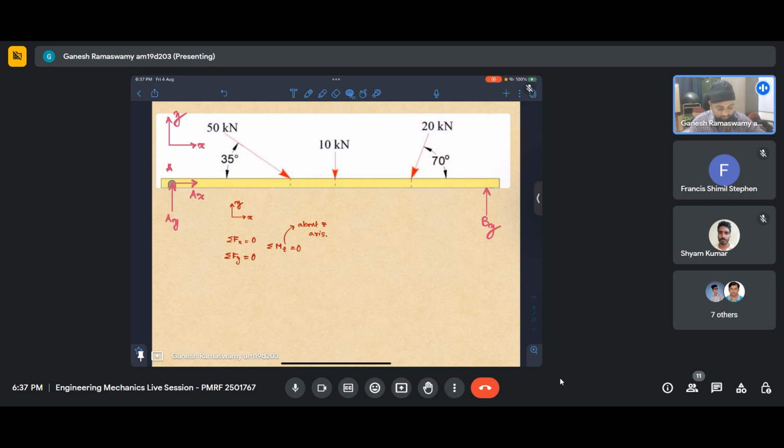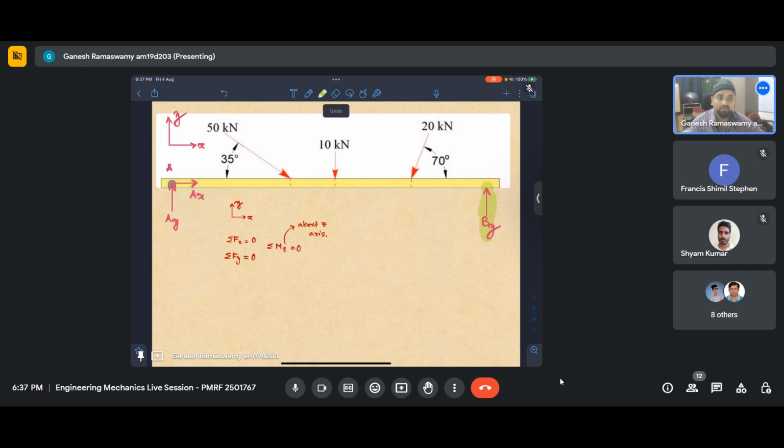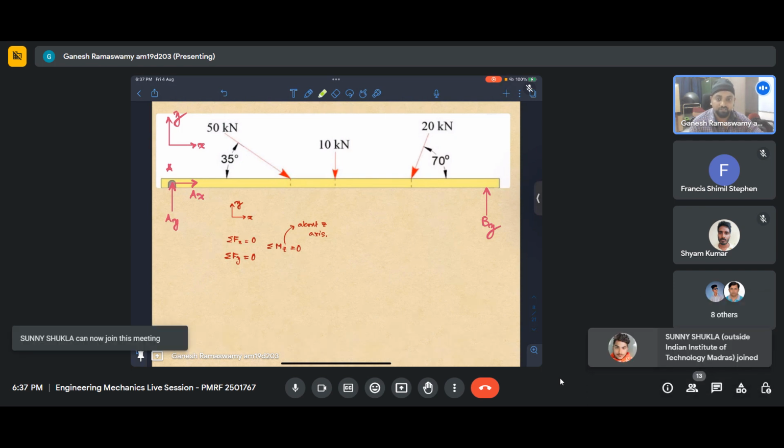Another thing to notice: all the forces, if you notice, BY is pointing in the positive Y direction. AX is pointing in the positive X direction. Will it always be like that? It is not necessary that it is always in the positive direction. It can be in the negative direction also. But when we draw the free body diagram, as a convention, we will take it to be positive. We will start with the assumption that it is positive. If our answer comes out to be a negative value, that implies that whatever direction we assumed is incorrect. We need to reverse the direction. That is all.